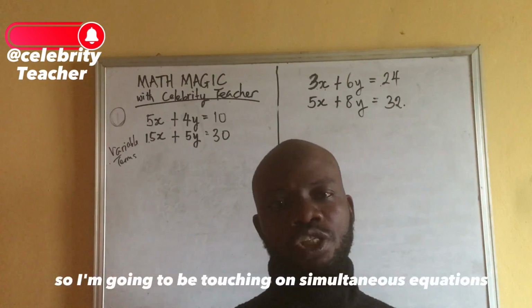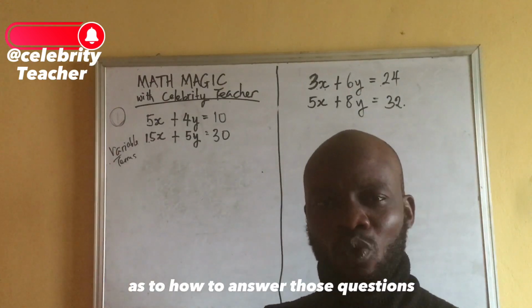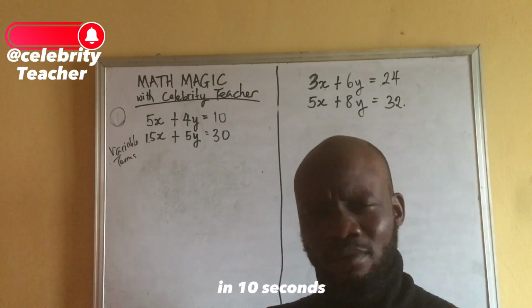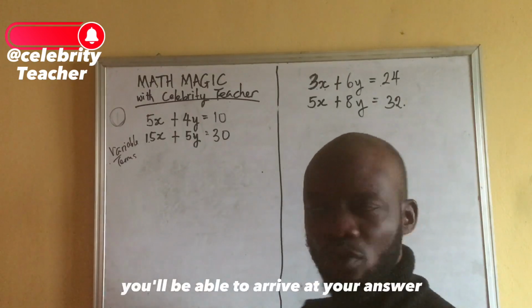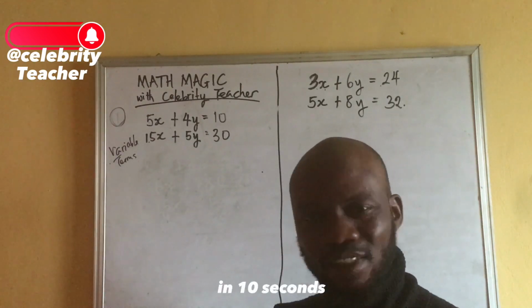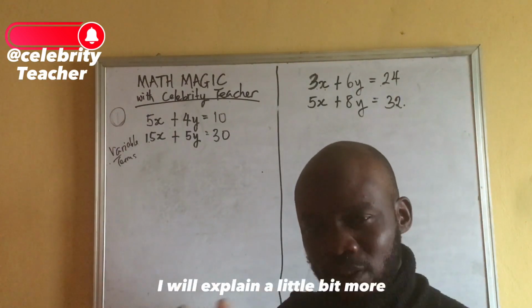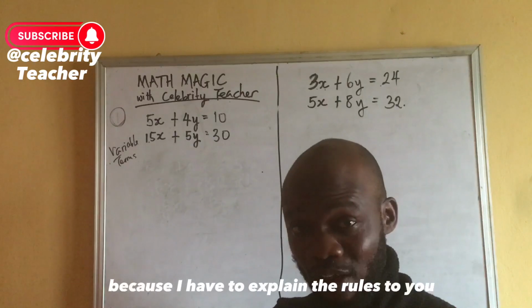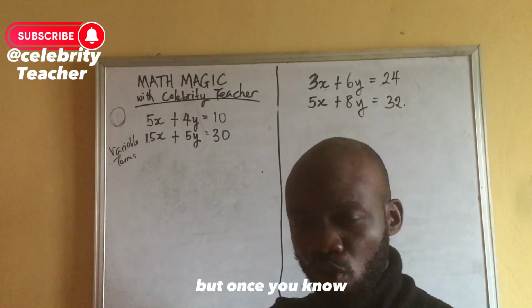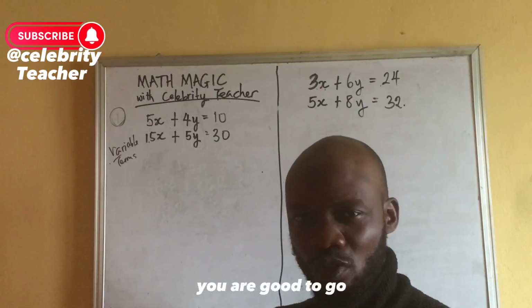So I'm going to be touching on simultaneous equations, and I'm going to teach you a shortcut to answer those questions in 10 seconds. If you are asked to solve for the values of x and y, you can easily achieve this quickly. For this first one, I will explain a little, so it will take more than 10 seconds because I have to explain the rules to you. But once you know it, we'll apply it to the second question, and you're going to see that in 10 seconds, you are good to go.